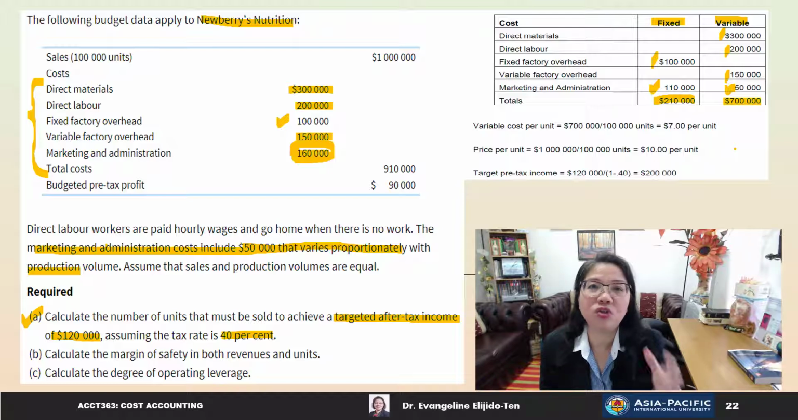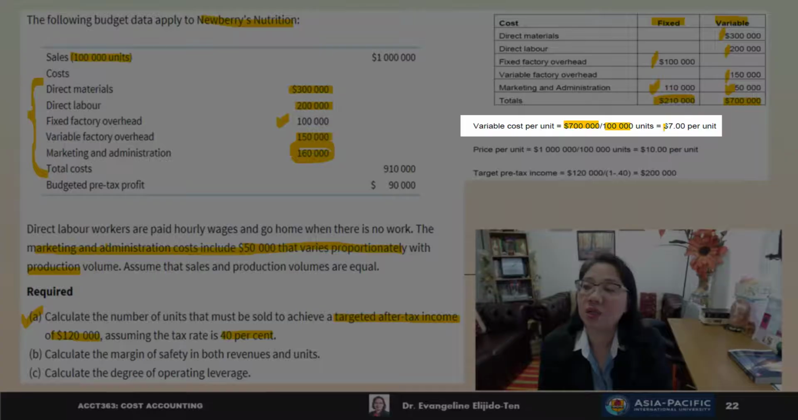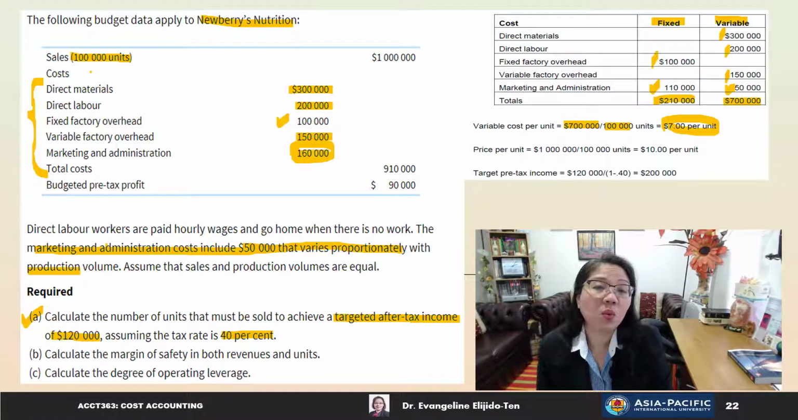So we need to know our UCM, right? So first thing we need to do is to calculate our unit variable cost. So 700,000 is our total variable cost. So we'll divide that by units to get $7 per unit. What about our selling price per unit? We have sales revenue of 1 million and that pertains to 100,000 units. So that means our selling price per unit is $10. So our UCM must be $3 per unit, right? $10 minus $7. So our UCM is $3.